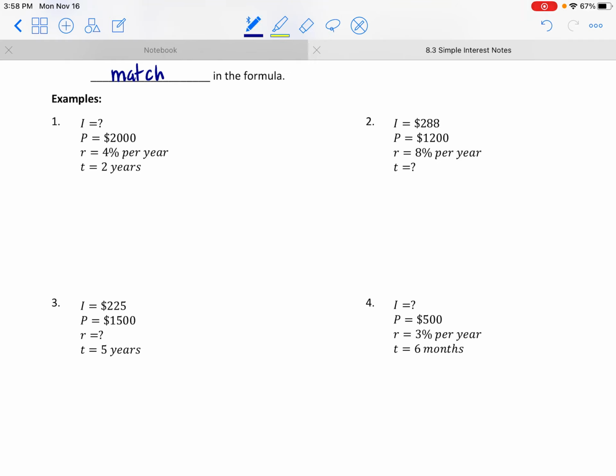Now first, 4%, remember, means 4 out of 100. So I could put 4 out of 100 into my formula, or I could put 0.04. I'm going to go ahead and use the decimal, although either one is fine. So in this case, I is going to equal principal, 2,000, times rate, which is 0.04, times time, which is 2. And notice that this is a rate per year and a time in years.